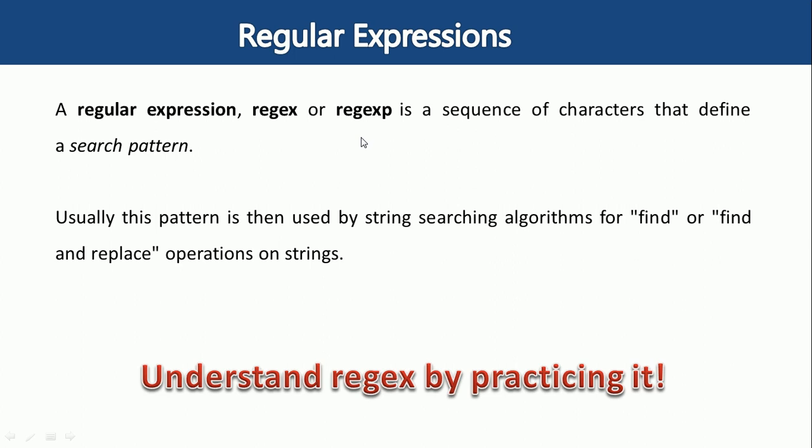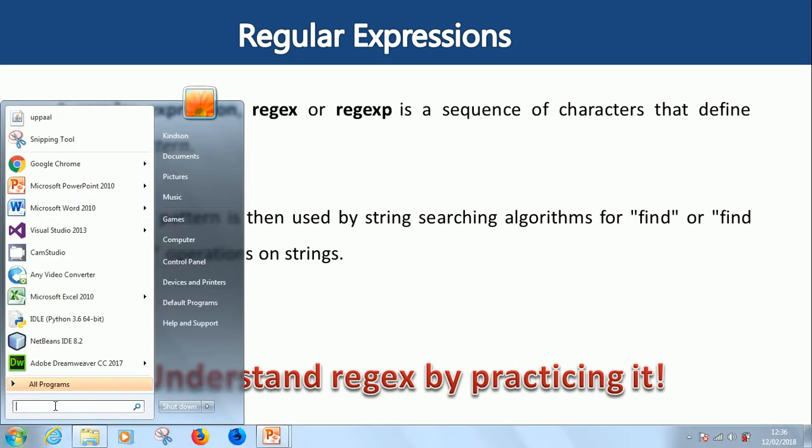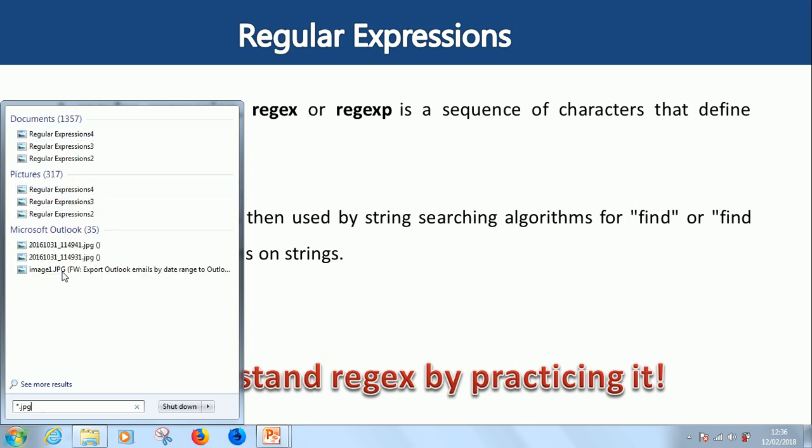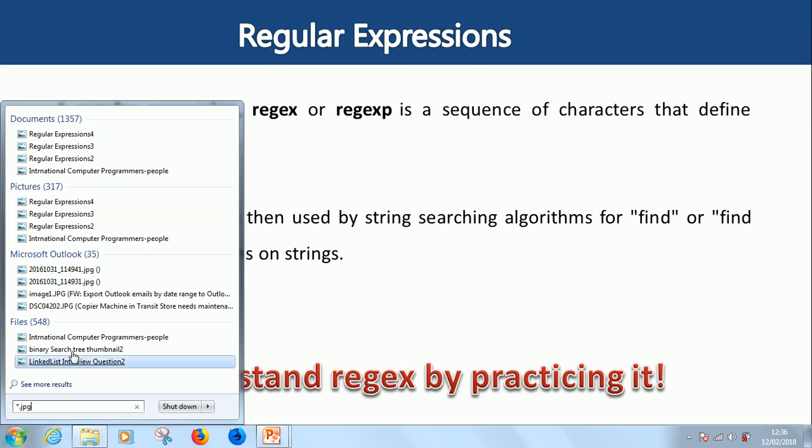Now, let me demonstrate. In my computer, we have a search box here. If I type asterisk, it's actually searching out something. Let's say .jpg. At this point, it's still searching, and it searches out a whole lot of things from my computer. This asterisk here matches a whole lot of things, and then the next thing is .jpg, which matches the extension of the file.